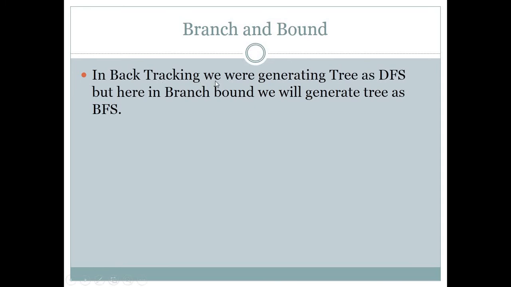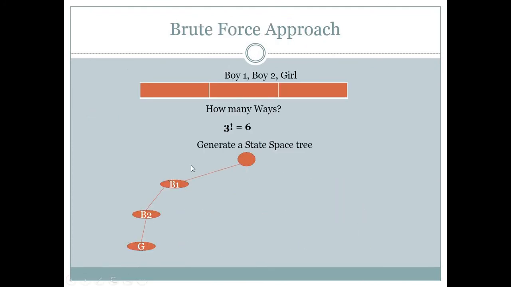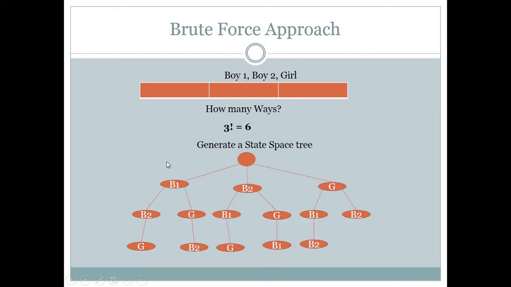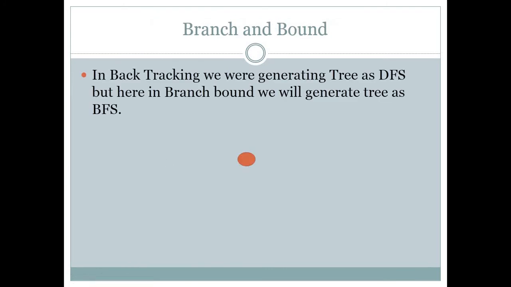So in backtracking we were generating the tree as a DFS, but here in branch and bound we will generate the tree as a BFS. Here we have generated our tree in a DFS manner, you can see that, but for branch and bound we will generate our tree as a BFS in this manner.